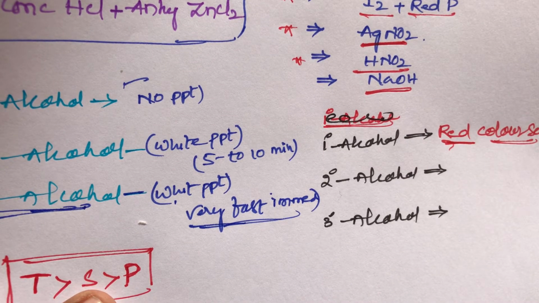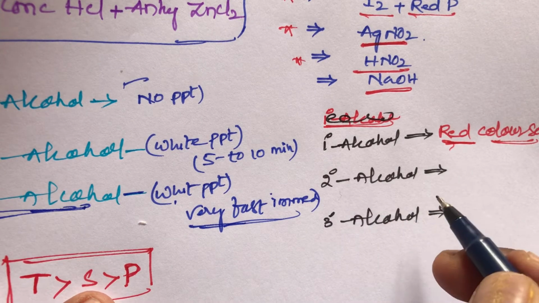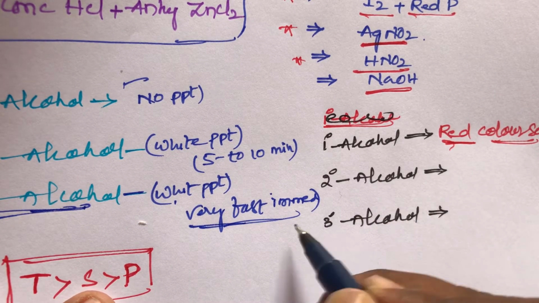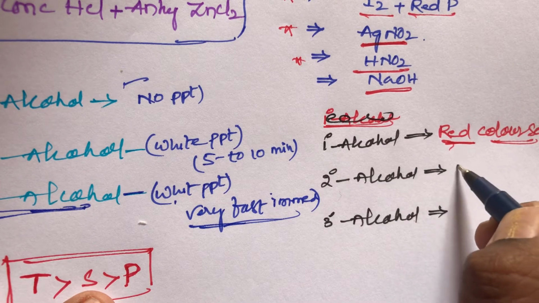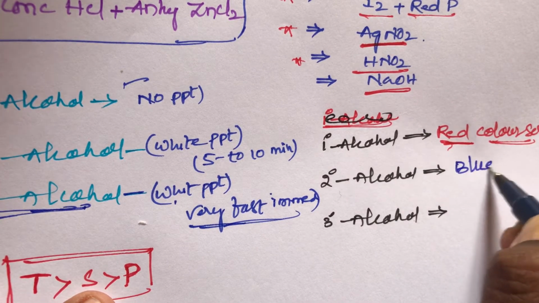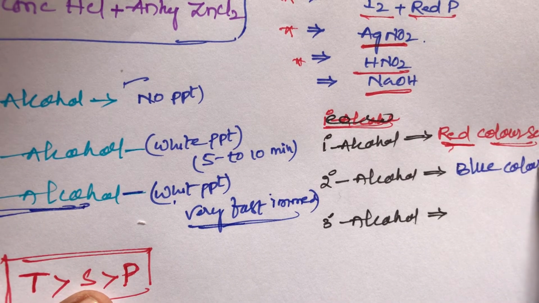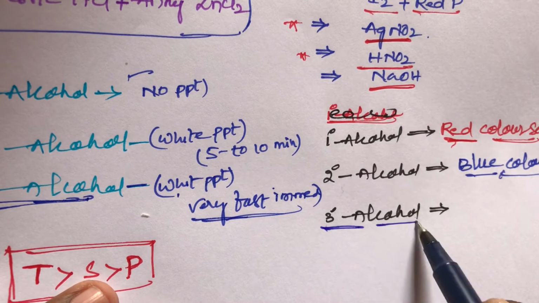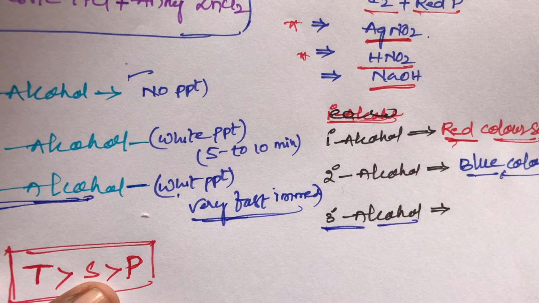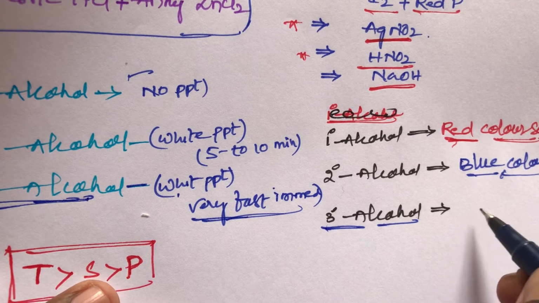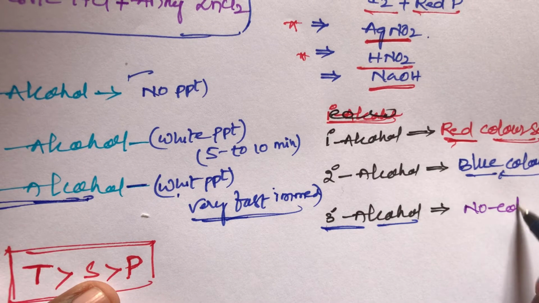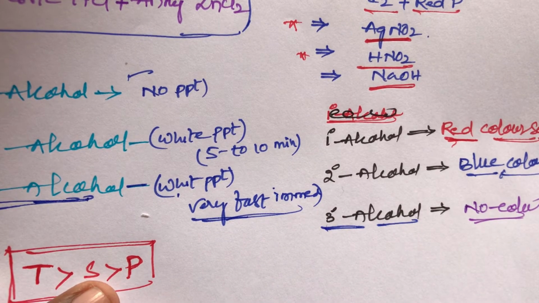Then secondary alcohols react with the Victor Meyer test, student. It gives a blue color solution, student. Then tertiary alcohols, when tertiary alcohols react with the Victor Meyer test, student, there is no color solution. This is very most important, student.